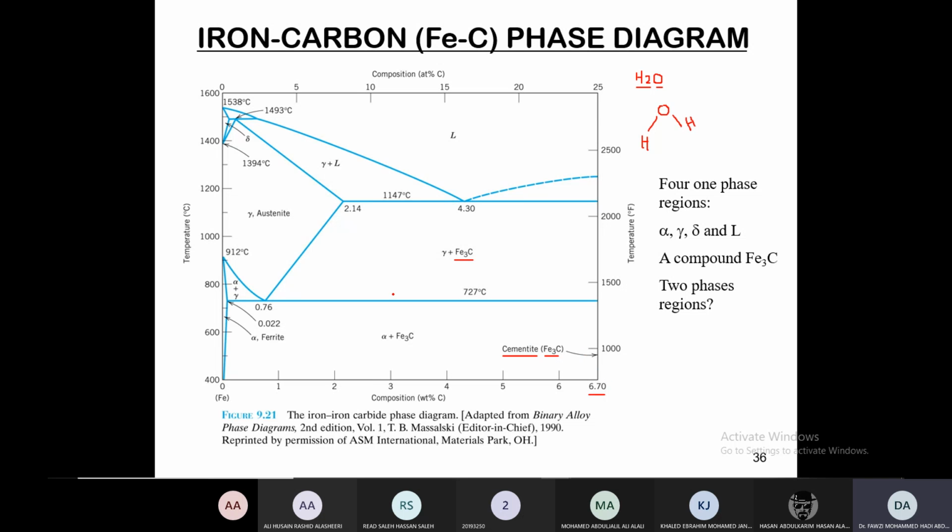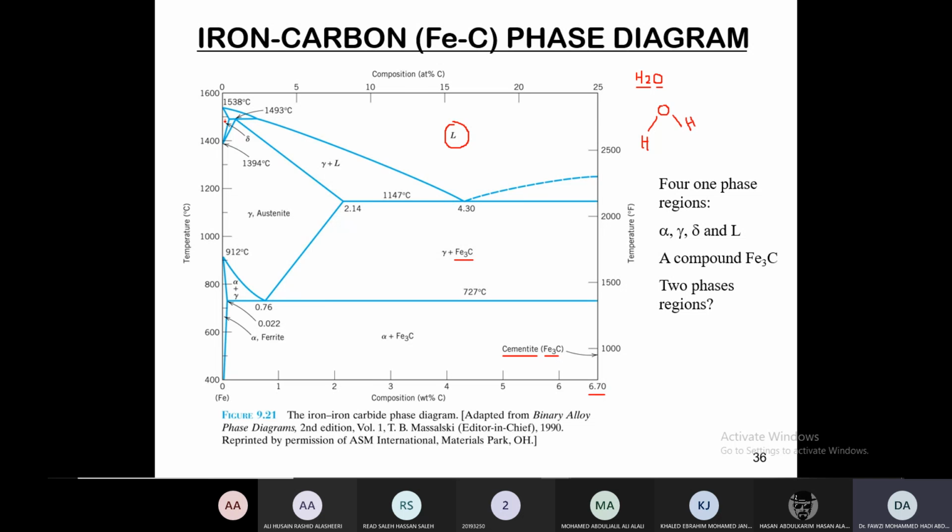Now, let us acquaint ourselves more with the phase diagram. We have in the phase diagram single phase regions. This is a liquid. Above this is the liquidus line actually. That is also the liquidus line. Above that everything is liquid. This is a single phase liquid which we have here.